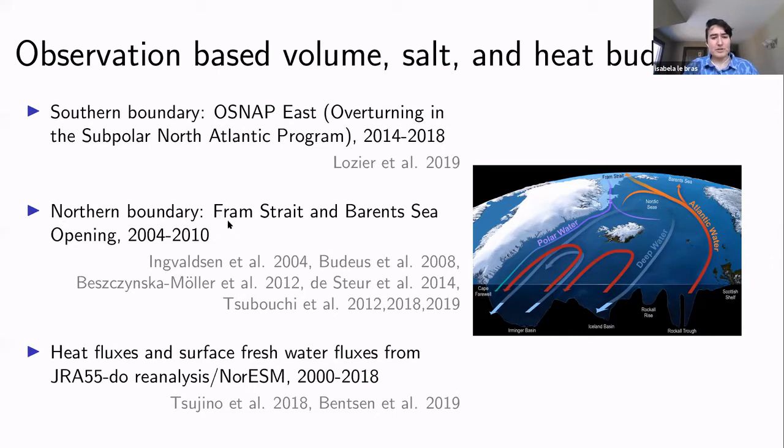And more specifically here at the northern boundary, you see that there are many references listed here. This is a compilation of many different observations taken by many different folks. Specifically, what I'll be using is a product put together by Tsubouchi et al. 2019, which goes from 2004 to 2010 and includes monthly averages.